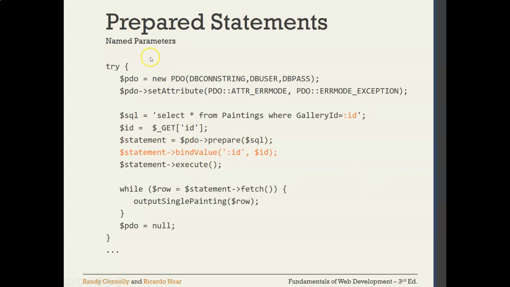We can also make use of named parameters instead. So here you can see that instead of having a question mark, we provide a name. And that name begins with a colon, and then you can have any name you want. And then when we use bind value, you can see that we just provide the name.